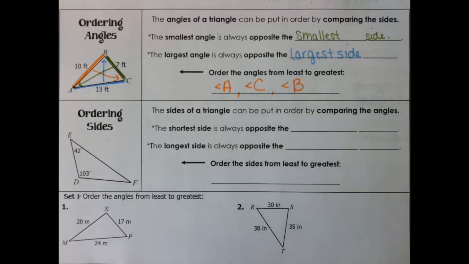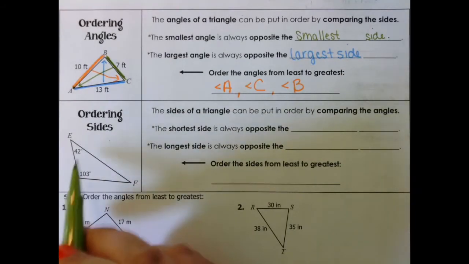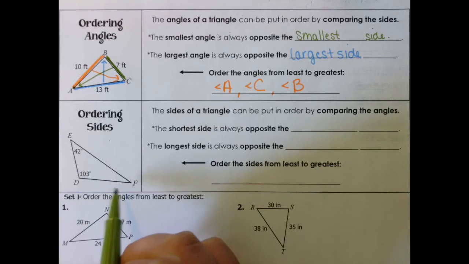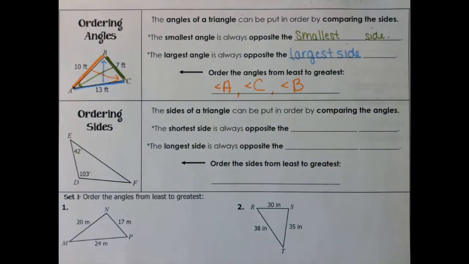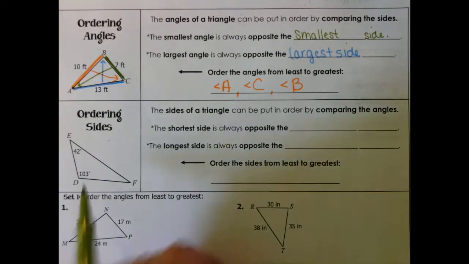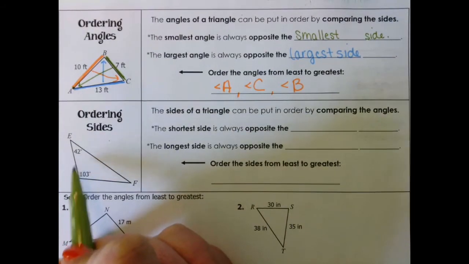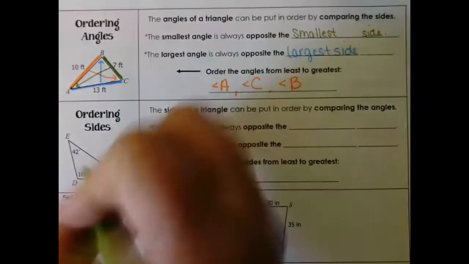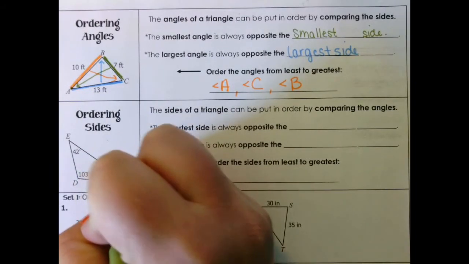We can use this same sort of rule when we are ordering the sides of our triangle from least to greatest or greatest to least. So the sides of the triangle can be put in order by comparing the angles. So first we want to look at this triangle. We know the measure of angle E and the measure of angle D. We want to find the measure of angle F. So we know that all three of these angles need to add up to 180 degrees. So we're going to take 103 plus 42, which gives me 145, and subtract that from 180, making this angle 35 degrees.